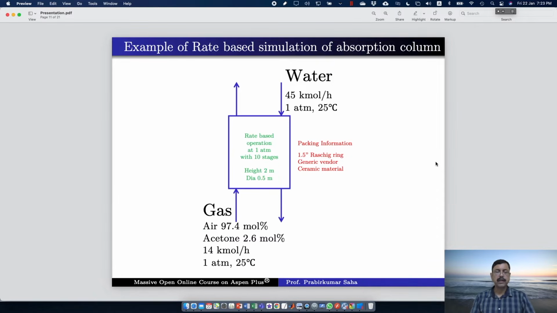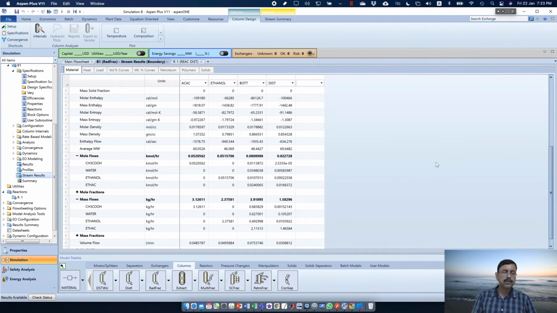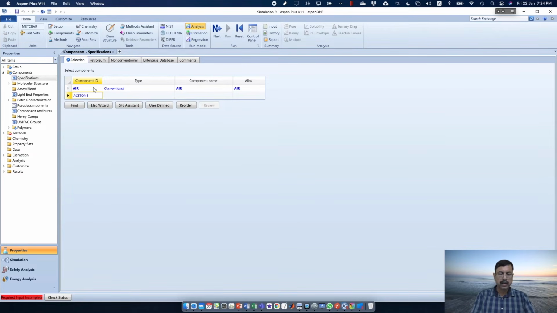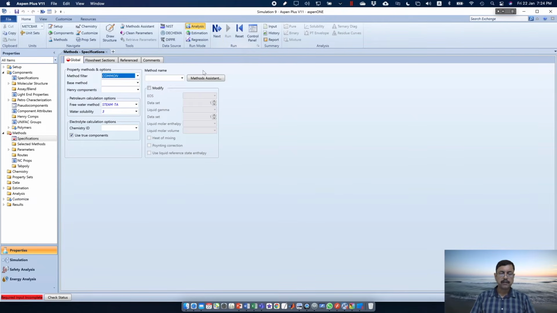Let us try to simulate it. For that again, we have to open a new simulation. So we have here air, acetone and water. We'll use the simple NRTL model. Next.